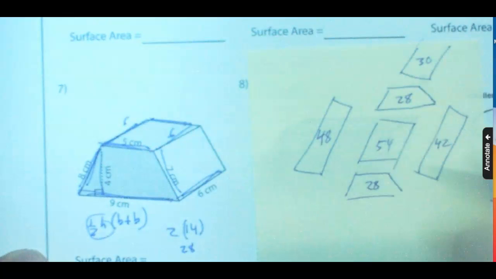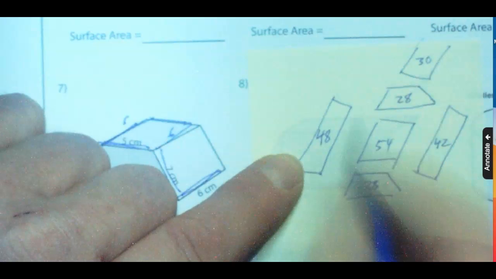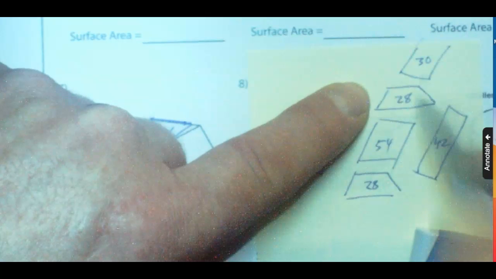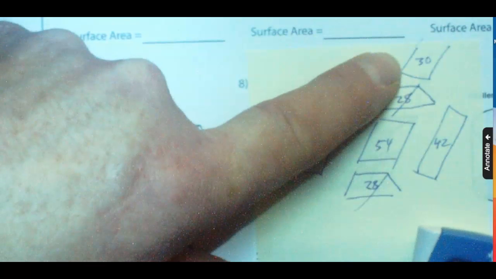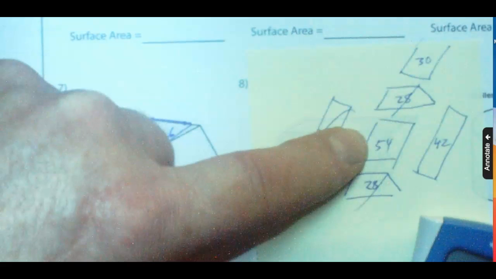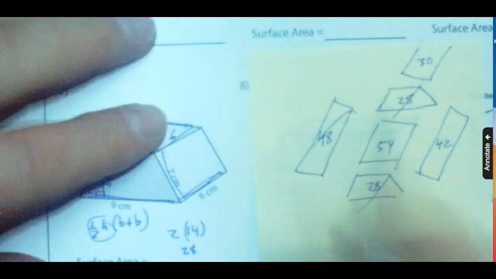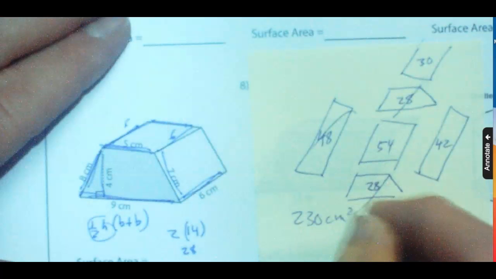So we got lots of numbers to add up here. I can't get my calculator in there, but I'll cross them off as I go. So here's 48 plus 28 plus 28. Cross this off on this guy. Then we've got 30 plus 54 plus 42. So it looks like 230 centimeters squared. Let me just double check my math.